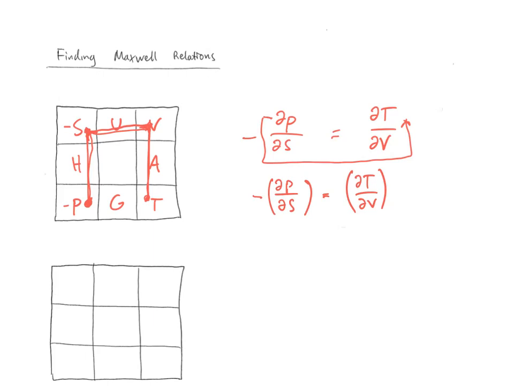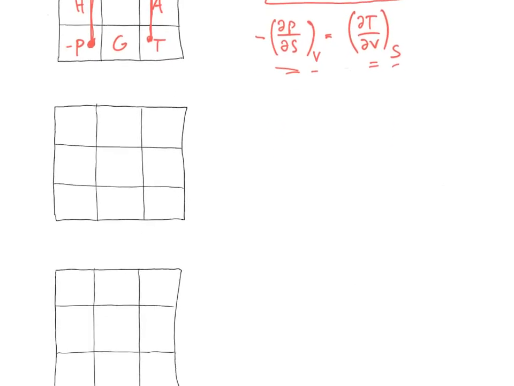Well, what about the variables we hold constant? It's just going to be the opposite variable that we hold constant. So since this side is a derivative with respect to S, and this side is a derivative with respect to V, we just make the opposite variables held constant for each one of those. And that's it. That's one Maxwell relation. I'm going to show you how to do a couple more here just so that you feel a little more comfortable to give it a try yourself.